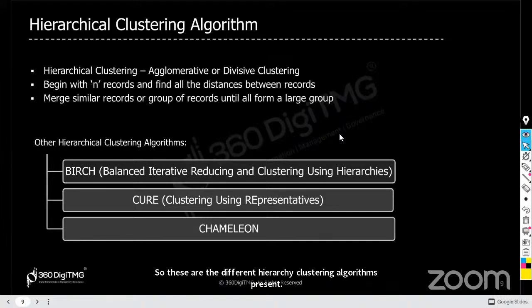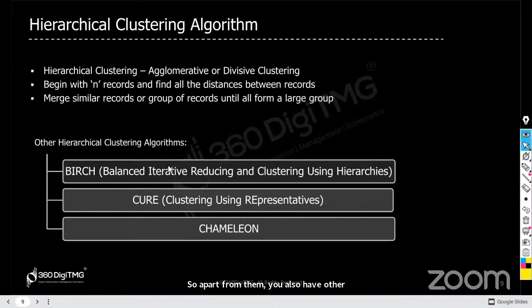Apart from them, you also have other algorithms. The first one we have is balanced iterative reducing and clustering using hierarchies. The next one is clustering using representatives and chameleon. So these are the other hierarchical clustering algorithms present. Before understanding agglomerative or divisive clustering, we have to understand the next important concept called distance measures.